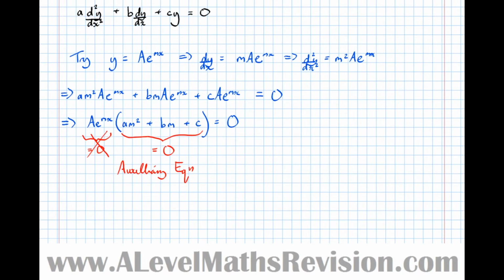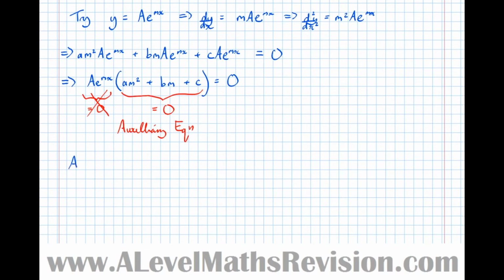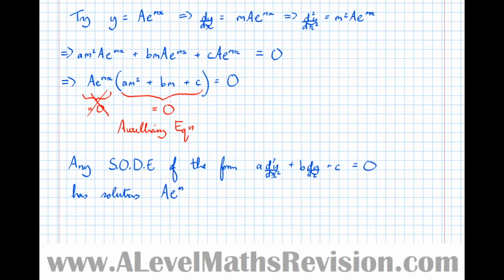So what this also says is that any solutions are independent of the value of this constant A. Because we've taken A outside the bracket, the only thing that it depends on are these constants here, lowercase a, lowercase b, and lowercase c. So what we've discovered here is that any second order differential equation of the form a d2y by dx squared plus b dy by dx plus c equals 0 has solutions A e to the mx, where a m squared plus bm plus c equals 0. And that's a really significant point when it comes to second order differential equations.